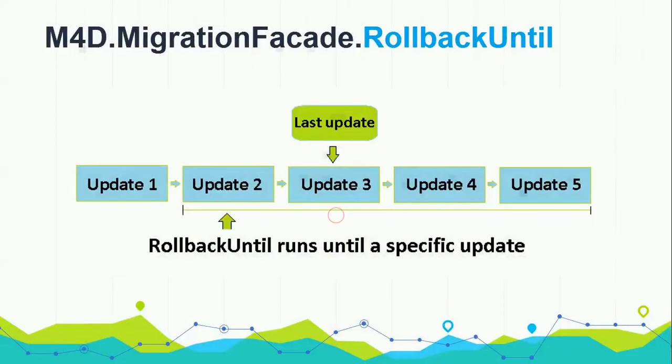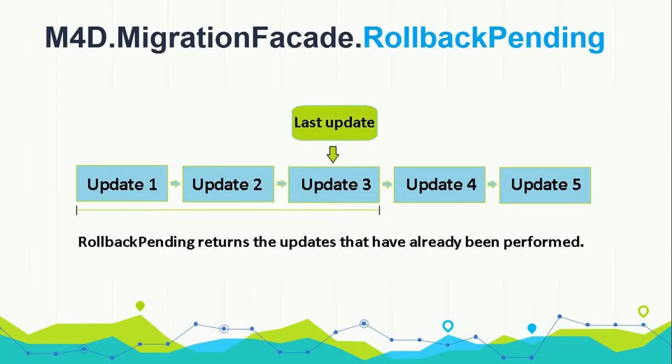The rollback until procedure executes all rollbacks until a given migration is informed. It does not consider the history of updates, running from the last rollback to the informed rollback. The rollback pending procedure executes all the pending rollbacks, that is, all the rollbacks of the updates that have already been performed.